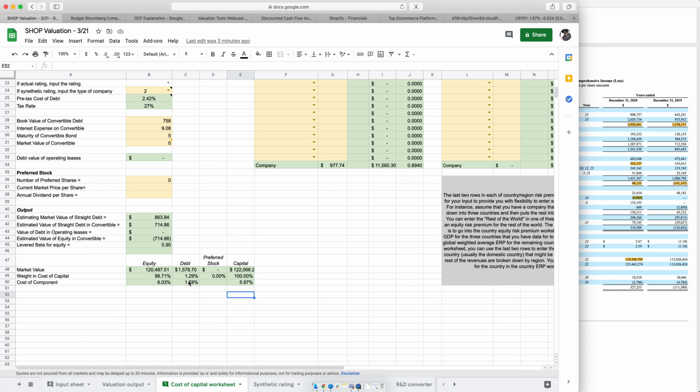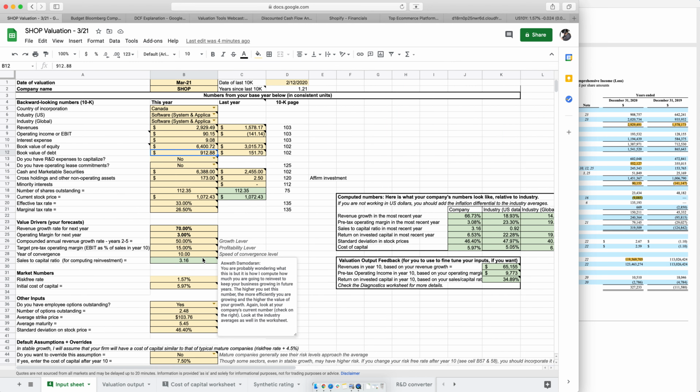And then we have the cost of equity for both. That ultimately gives us the answer we were trying to get to, which is the cost of capital, currently around 6% for Shopify. So cool, that's how we got that after that really long detour.